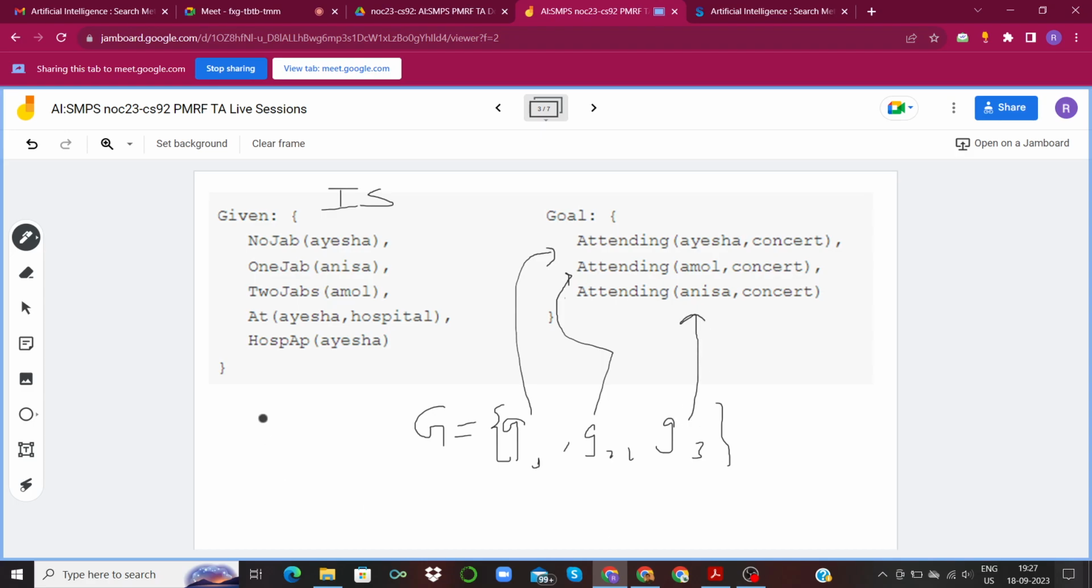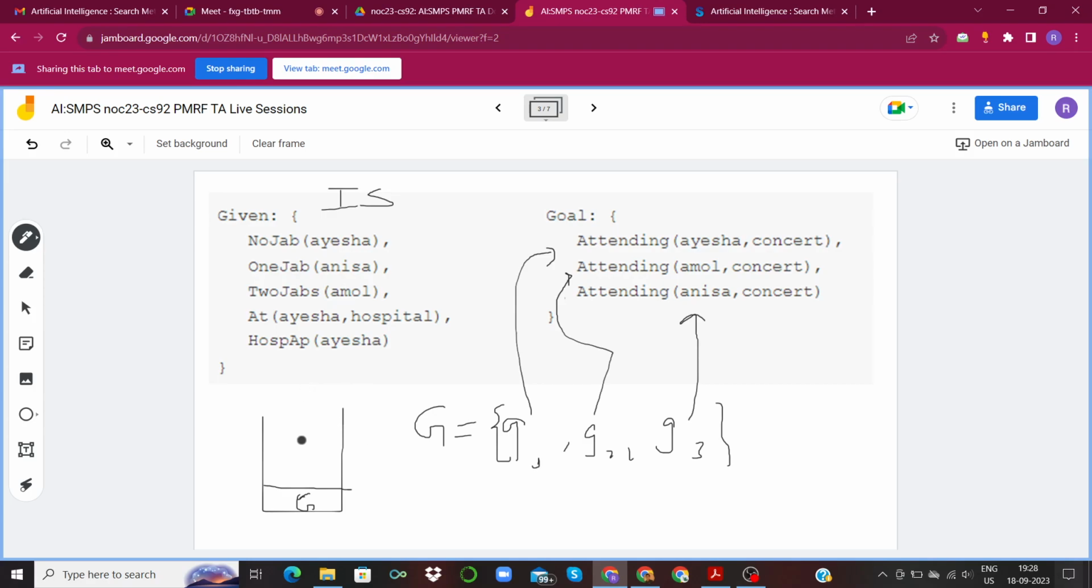Let's say G1 stands for Aisha, G2 stands for Amol, and G3 stands for Anisa. What we will do in the stack is first insert this compound goal G, and then insert these sub goals, small g1, small g2, and small g3, in some particular order. Then whichever of these small g sub goals is at the top of the stack, we will try to solve that by seeing which of the relevant actions could have generated that particular sub goal, and we'll keep doing that until that particular goal is satisfied.